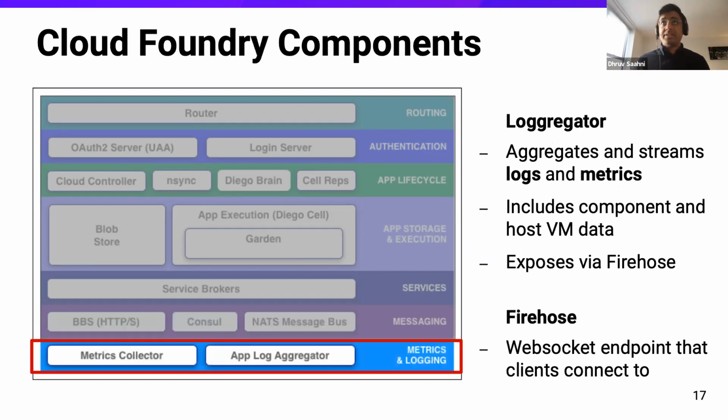All right, last but not least, this is the most relevant section or layer to this presentation. And this is the metrics and logging layer. The primary component in this layer is known as the Loggregator. The Loggregator aggregates and streams both logs and metrics. So unlike the name suggests, it also actually encompasses metrics as well. It includes component and host VM data. And I'll talk about the differences between component and host VMs in a later slide. Essentially, it captures all these logs and metrics and makes them available for consumption through something known as Firehose. And Firehose is a WebSocket endpoint that external clients, such as the Datadog agent, can connect to.